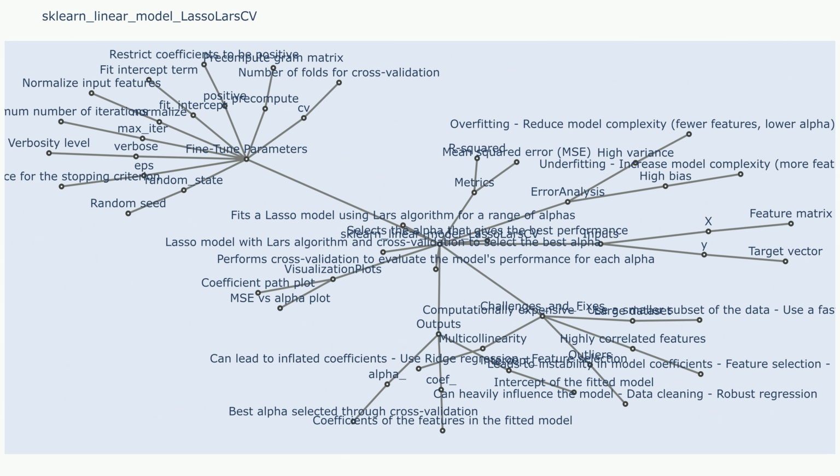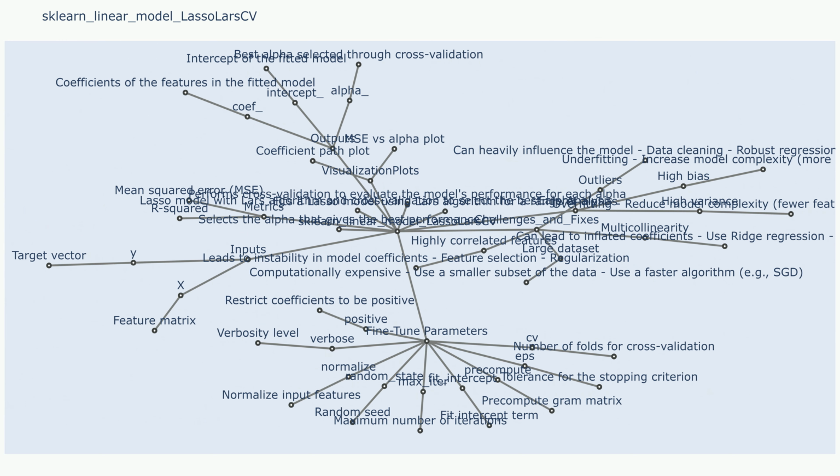Metrics: mean squared error (MSE), commonly used to evaluate the performance of linear regression models. R-squared, a metric that measures the proportion of variance in the dependent variable explained by the independent variables.